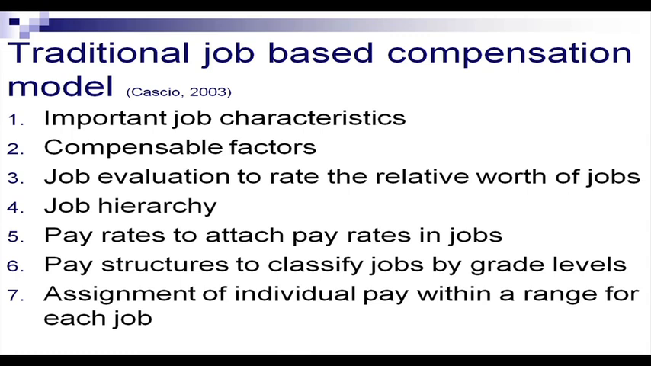Okay, assignment of individual pay within a range for each job. So within assistant professors, who gets what? The range is decided that an assistant professor will get anywhere between X to Y, but then within that also how much you get depends on your output, and that depends on how the organization perceives your output. And this is the way traditionally compensation plans have been decided. They take all of these things into account.